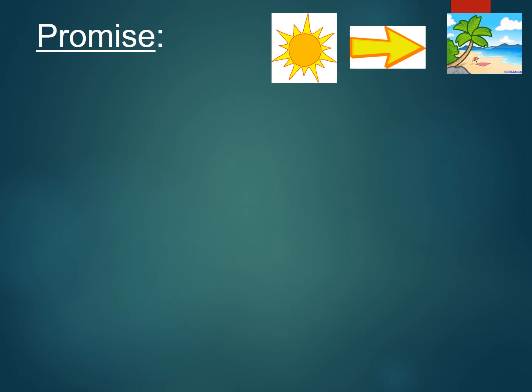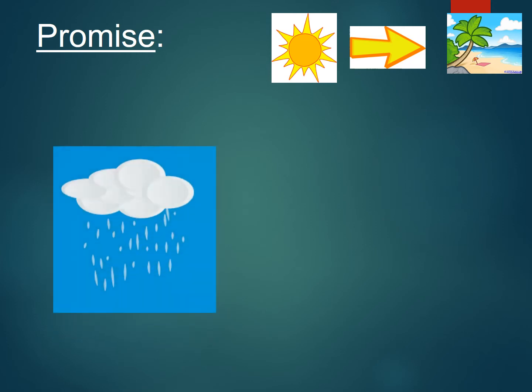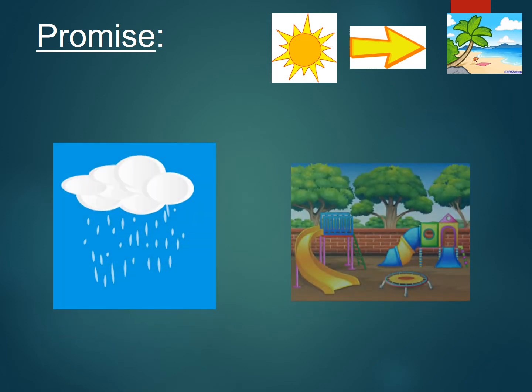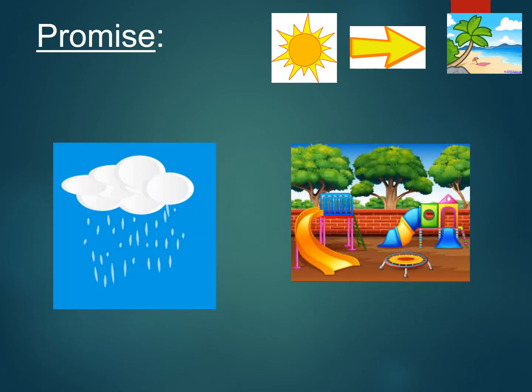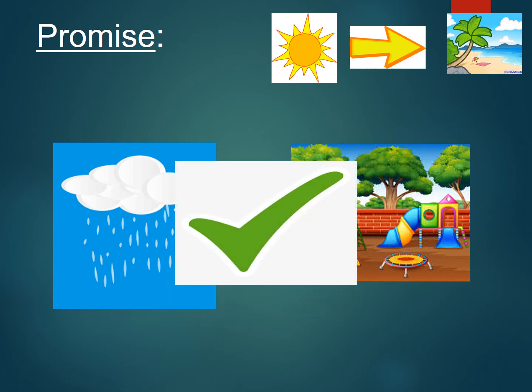Now what about if weather was not sunny and we didn't go to the beach? As weather was not sunny, the truth value of hypothesis P is false. My promise was if weather was sunny. Did I keep my promise? Yes, because I didn't make any promise if weather was not sunny.